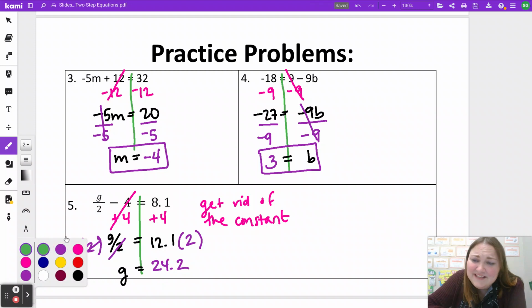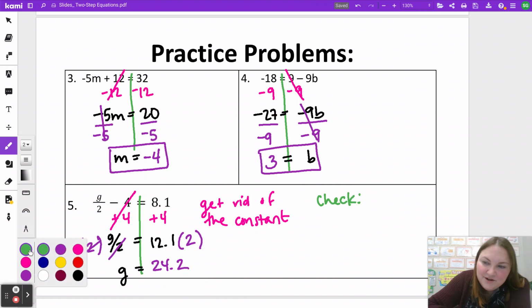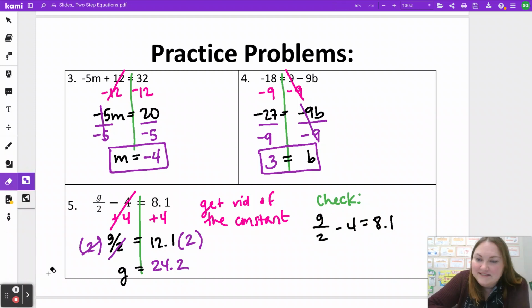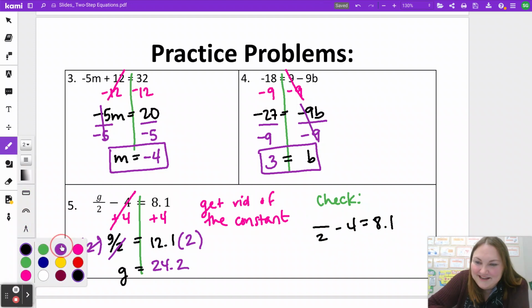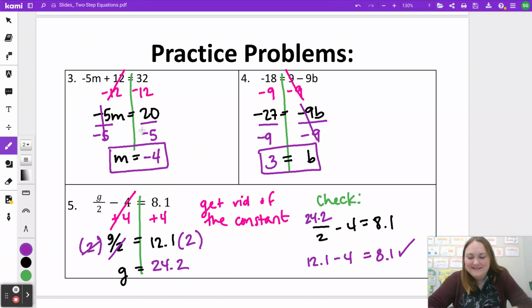Remember, for any of these, maybe number 5 because it looks different, you could always check your answer. Remember, checking your answer, I think sometimes it helps just to copy the equation exactly how it is first. And then we're going to substitute. That means I'm taking out my variable and I'm putting the number I think it is. I think the answer is 24.2, but let me check. 24.2 divided by 2 gives me 12.1. And yes, 12.1 minus 4 does in fact equal 8.1. That's how I know I've got the right answer.